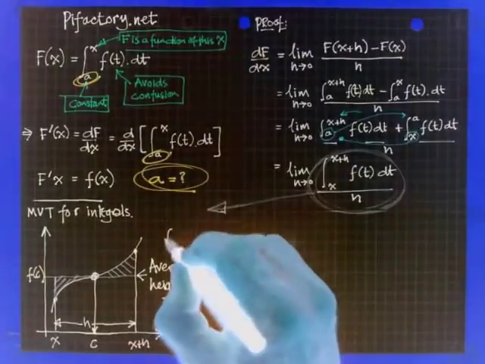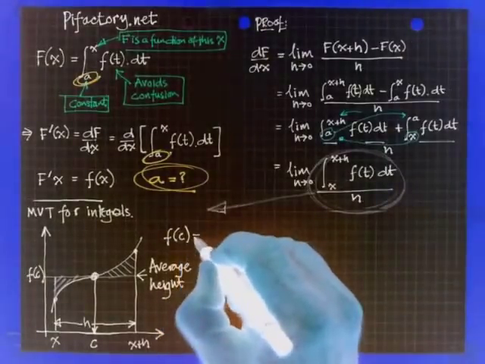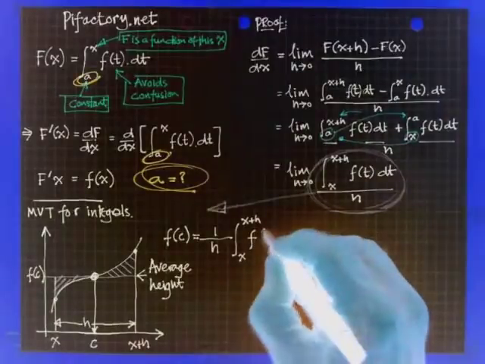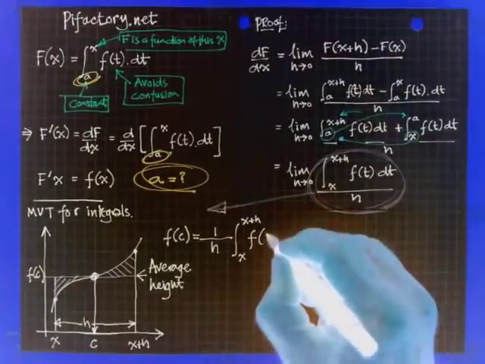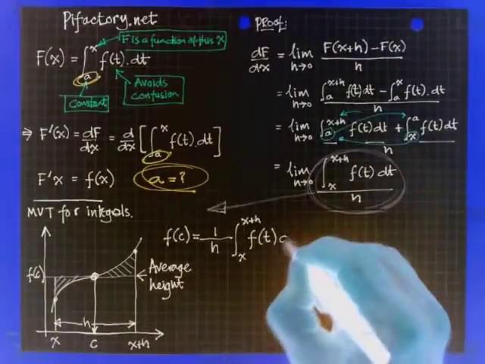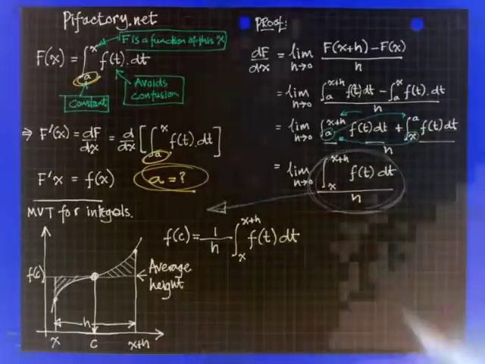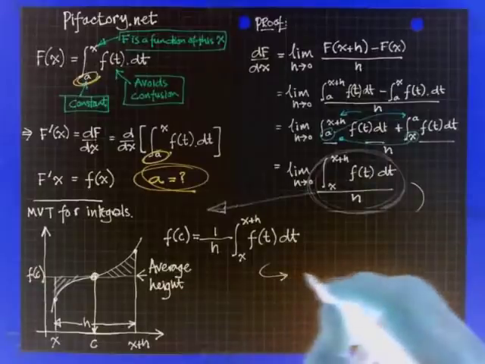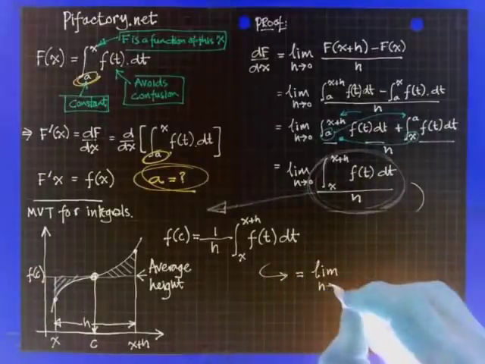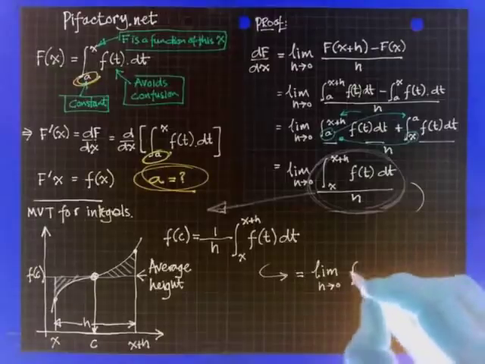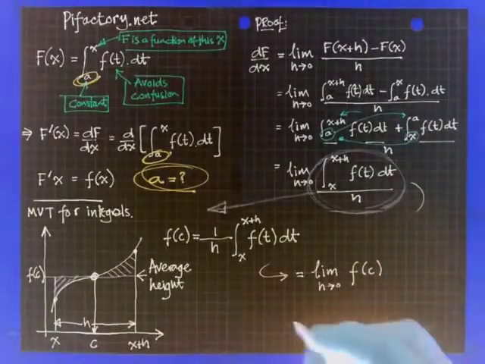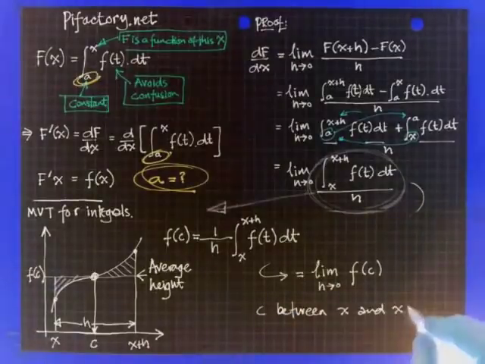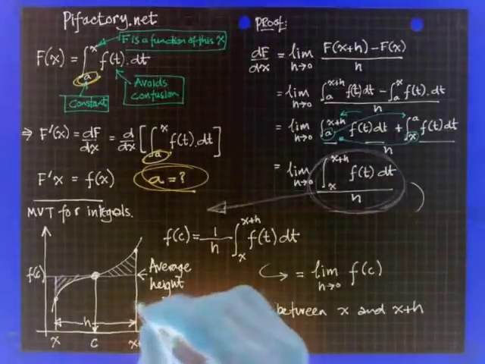So that rectangle below f of c is the same area as below that curve. So f of c is going to be the integral of f of t dt between x and x plus h divided by, it's average, divided by that distance h. So now we've got the limit as h approaches 0 of f of c. And remember, c is between x and x plus h. We can see it on our diagram.